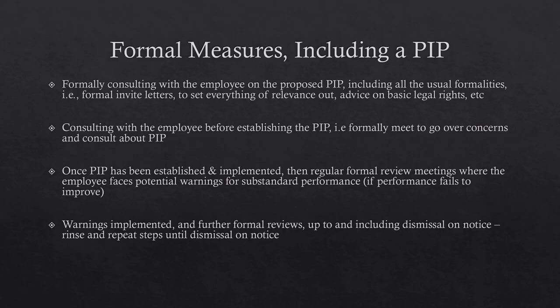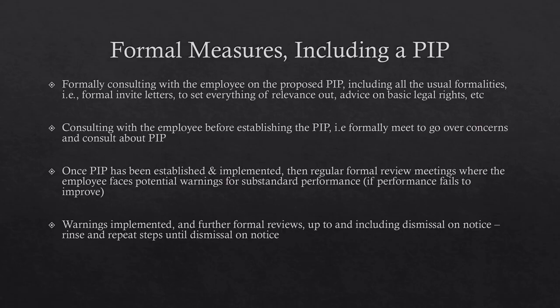Consulting with the employee before establishing the PIP is essential, going over it and formally meeting with them to discuss the proposed PIP and the detail. Hear what they have to say, and if they have some good or solid feedback, then that may adjust what you put in the final PIP. Once the PIP has been established and implemented, then generally the next steps are formal review meetings at regular intervals, where if the employee's performance remains substandard, then there can be the potential of formal warnings being issued if their performance fails to improve. From thereafter, it's generally a rinse and repeat sort of process where warnings are implemented following further formal review periods, up to and including dismissal on notice.